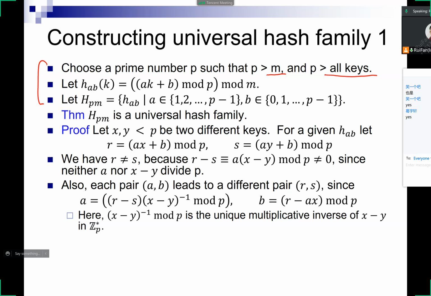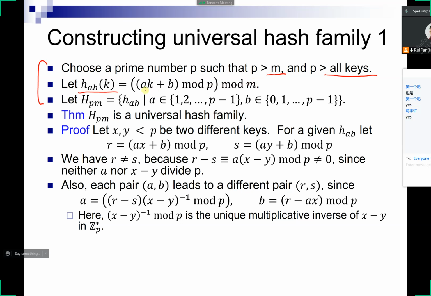Then we're going to define this function h sub ab of k, where a and b are 2 numbers. Here k is a key, and the function is simply defined as taking the key times a plus b, and then taking it modulo this large prime value. And then you're going to take another mod, and the second mod is modulo the table size.